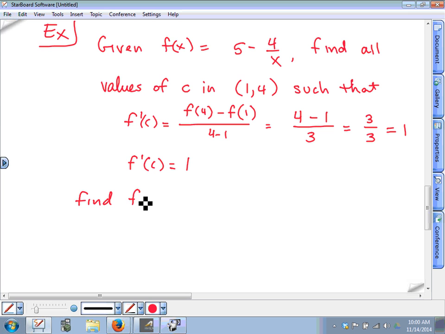Find f prime of x. The quotient rule? You could.